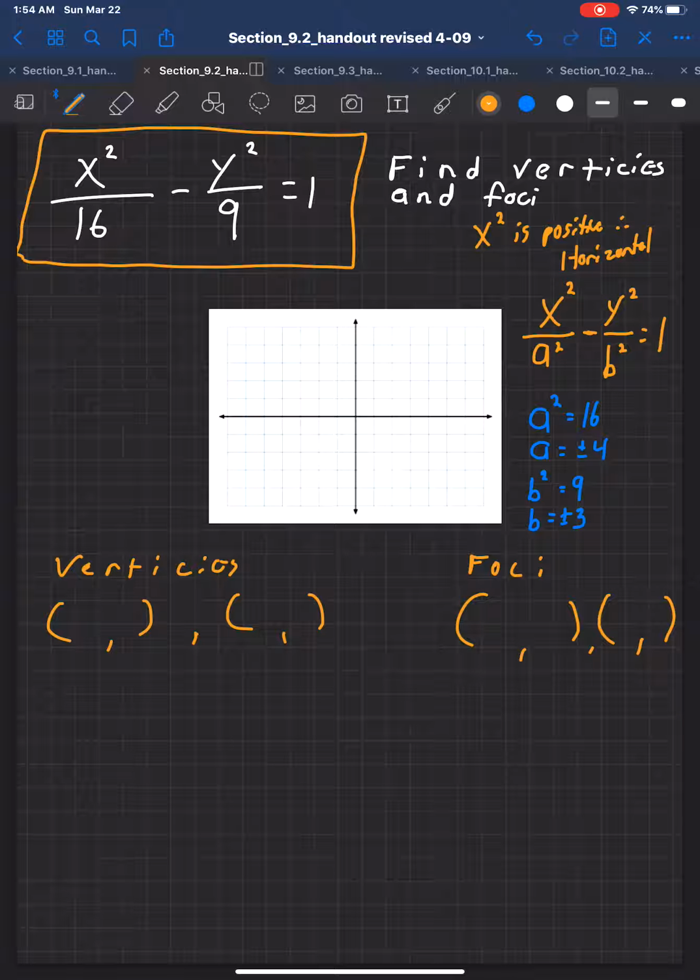So this is a horizontal hyperbola, meaning the transverse axis is running horizontally. I'm going to go 4 to the right, starting at the center. So I have 4 to the right, it's here. This is A. And 4 to the left, here, this is negative A. All right, so I know that my hyperbola is going to look something like this.